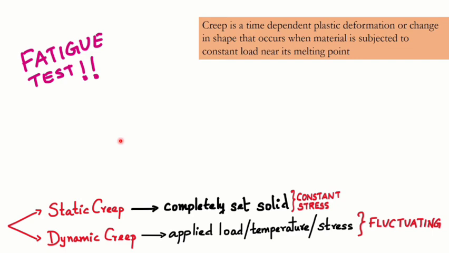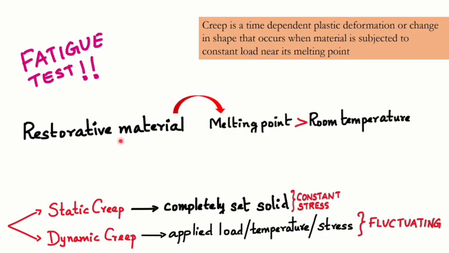If you are taking a restorative material, and it has some components which have a melting point above room temperature, and if most of the components of that material have a melting point more than room temperature, this will result in a destructive property of that material. That is, the material will not be that compatible. This is the case with amalgam.